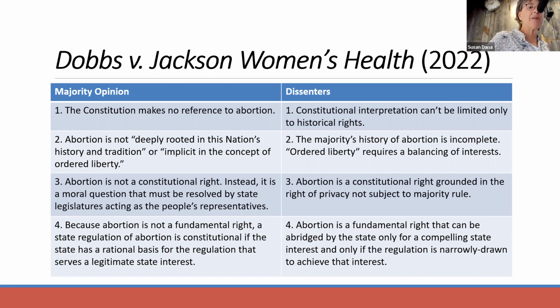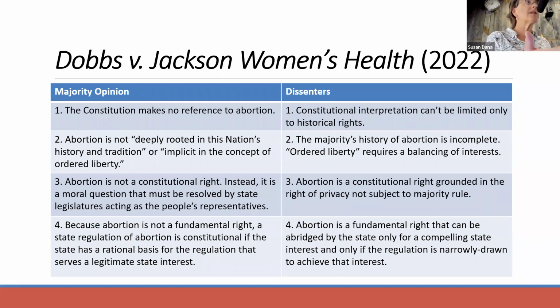And then this notion of implicit in the concept of ordered liberty, we didn't really know what that meant until Dobbs. And what the majority in Dobbs says is the concept of ordered liberty means that our system depends on balancing interests. And so a right that's necessary to balance interests may be a fundamental right.